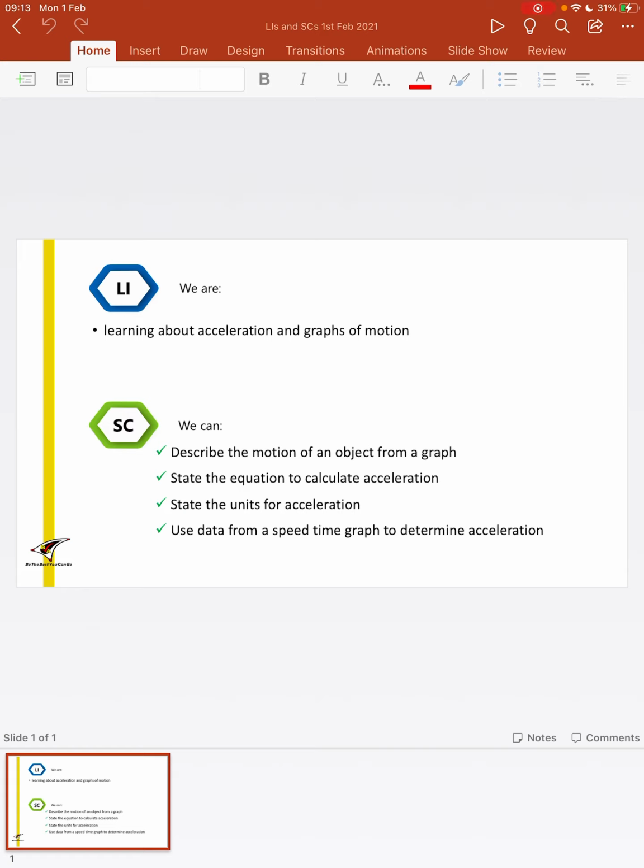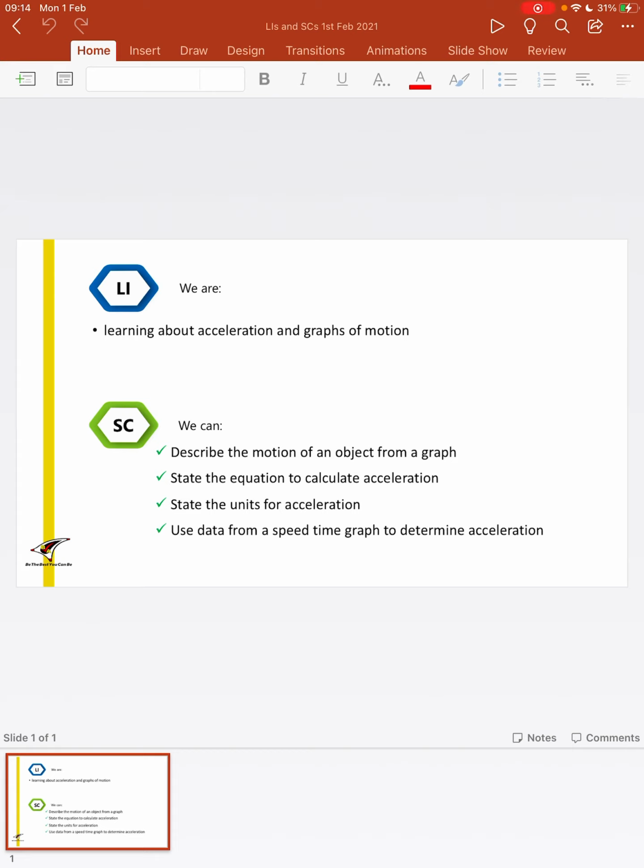Better late than never. This week we will be learning about acceleration and graphs of motion. From the success criteria, we should be able to describe the motion of an object from a graph. We should be able to state the equation to calculate acceleration. And we should be able to state the units for acceleration.